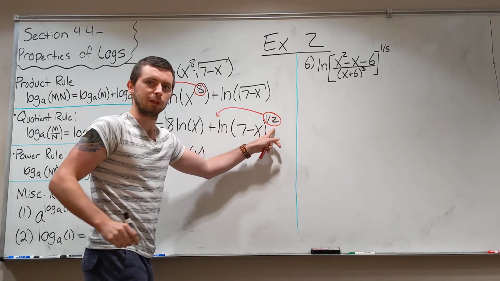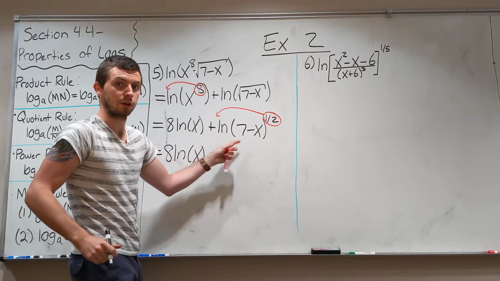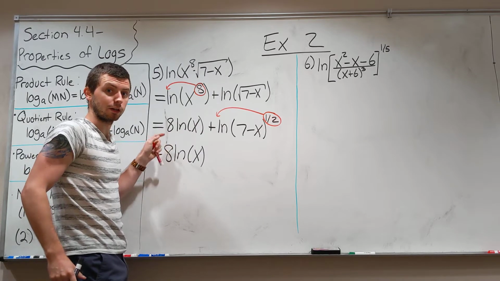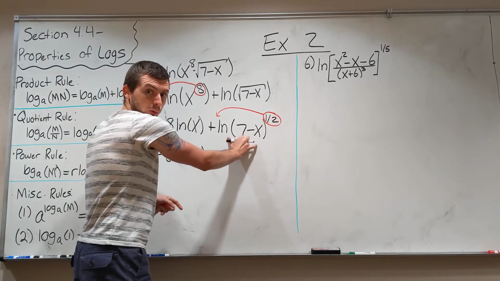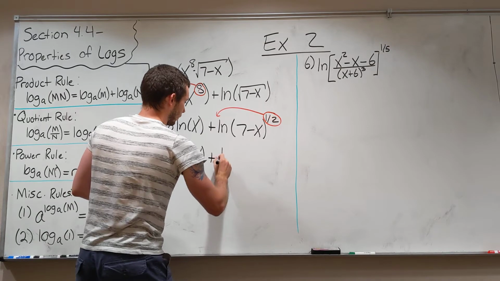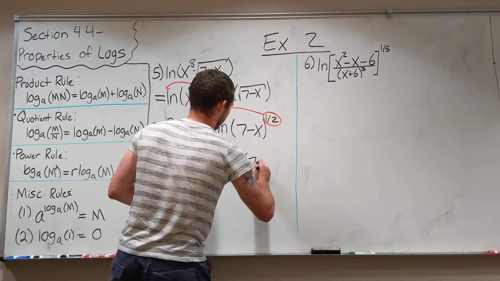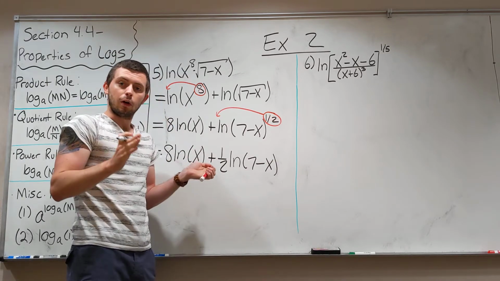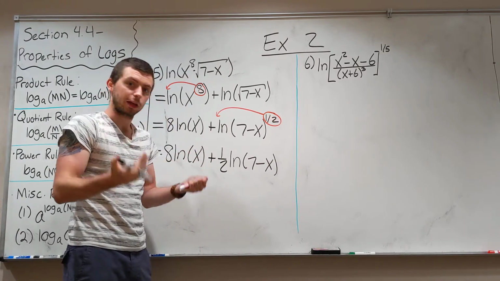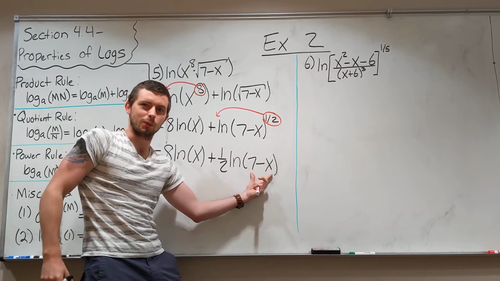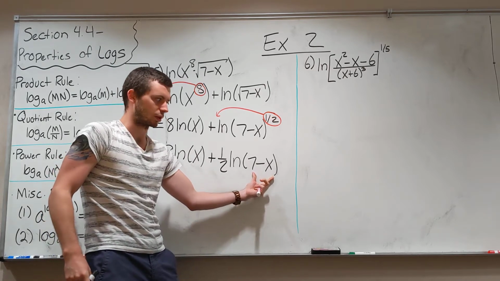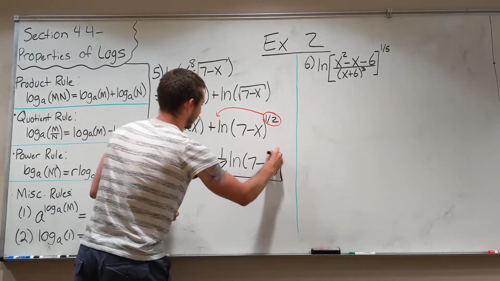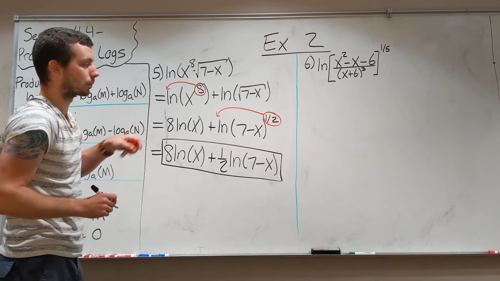And notice this is only coming to the very front of the corresponding logarithm. This 1/2 is not coming to the very front here with the 8. It only goes in front of the term that it corresponds to. But other than that, we've evaluated all the products, quotients, and exponents. There's nothing we can do here that's not a product, a quotient, or an exponent. So we can conclude with this as our answer for number 5 here.